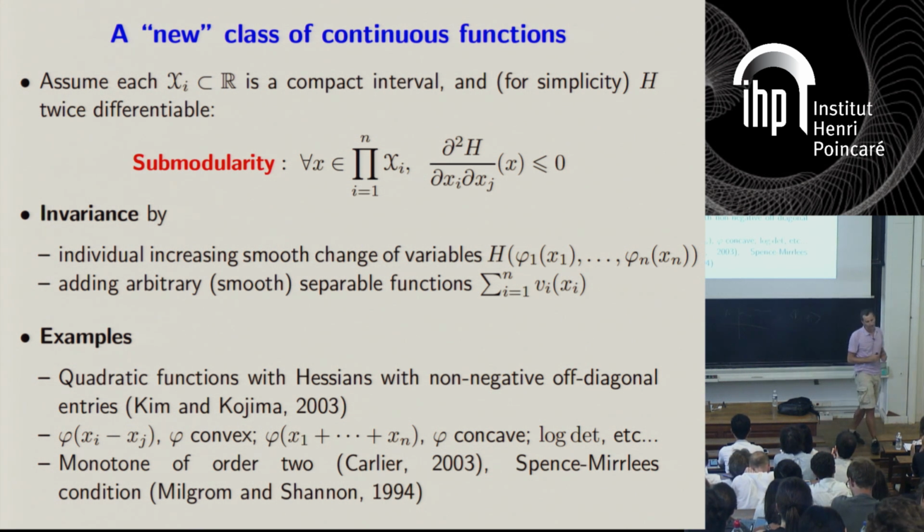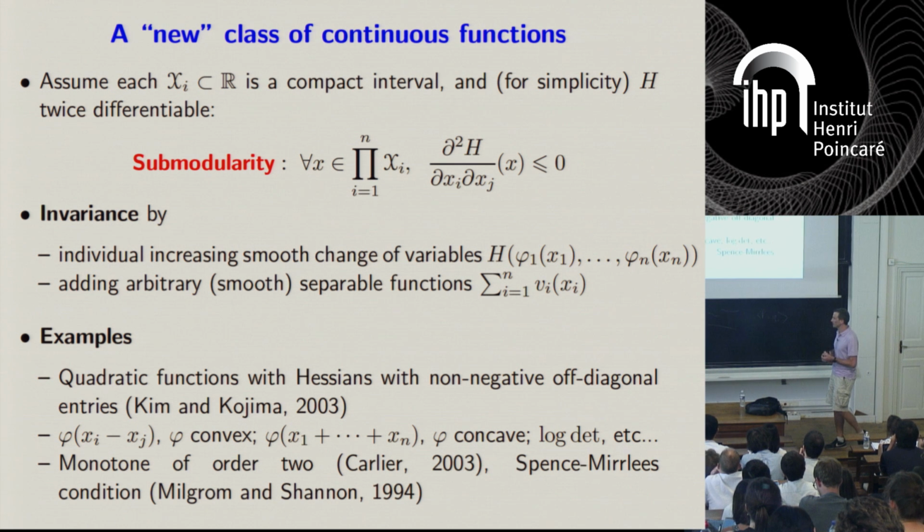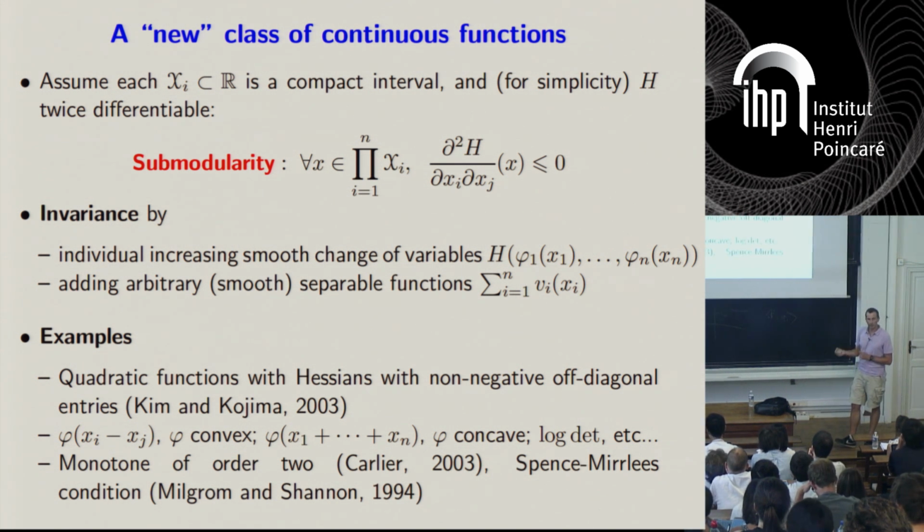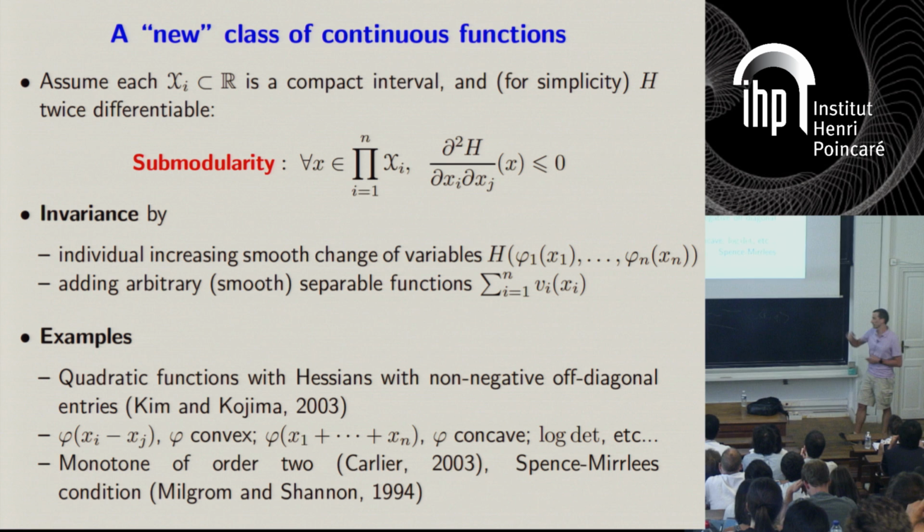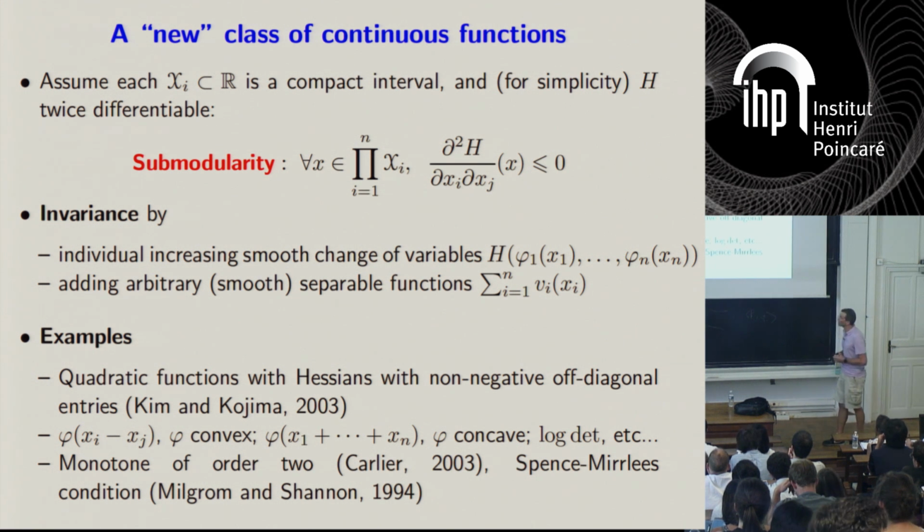So you can see that convexity and submodularity have nothing to do with each other. You can be submodular and convex, submodular and concave. Nothing is related. The log det is also submodular. So you have a bunch of functions which are submodular, and they have names. That's why it's not really a new class of functions. This is well known. Depending on the community, if you work in economics, it's more like the Spence-Mirrlees condition, and Guillaume Carlier calls that monotone of order 2.